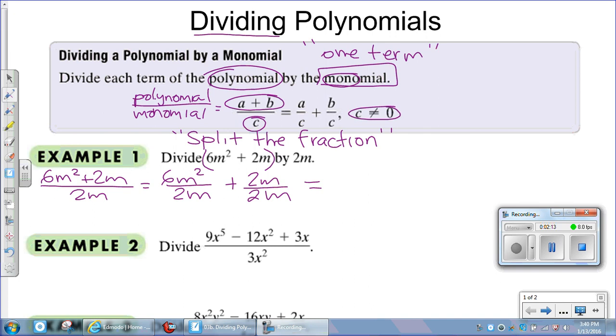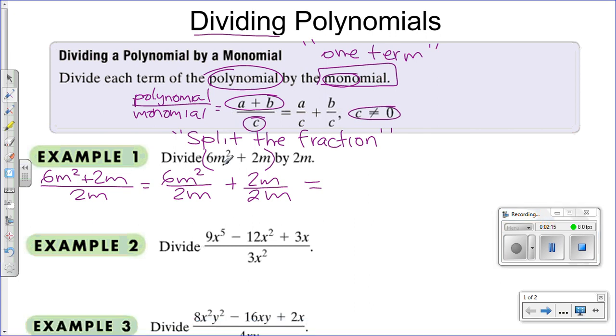How did that 6m squared plus 2m become two fractions? What I'm doing is taking this 2m, that would be the first fraction, and then this 2m, and that would be my second fraction. We always need to do that. So one thing we need to do is divide the coefficients.